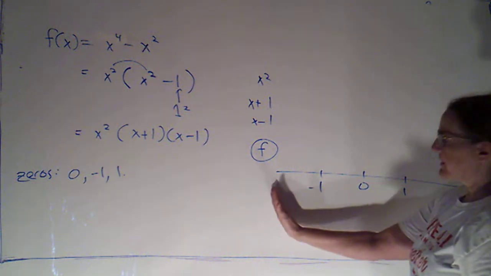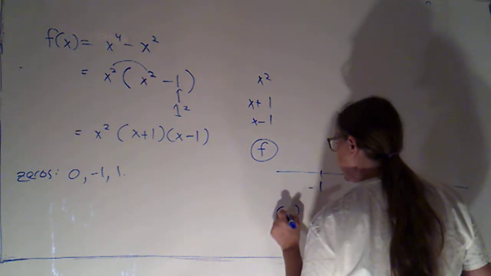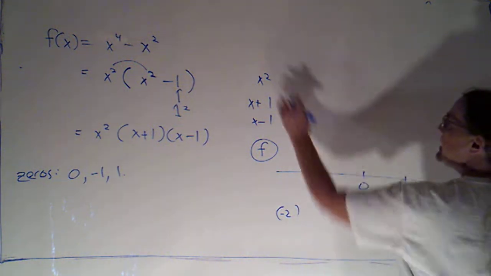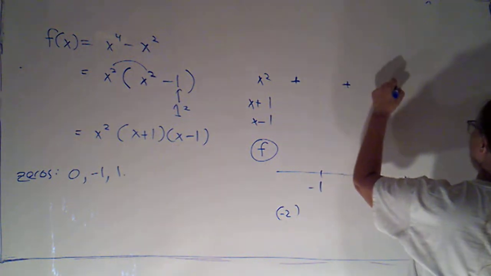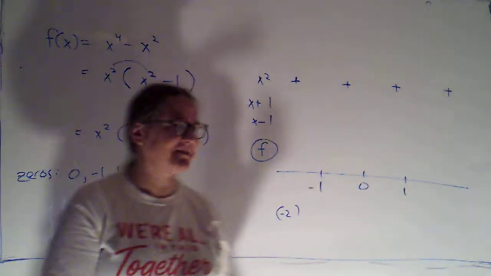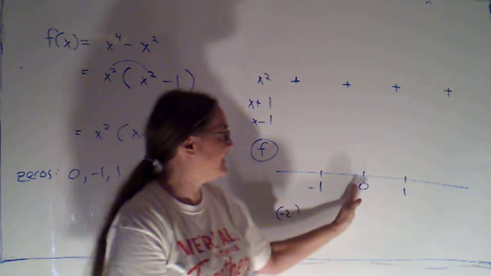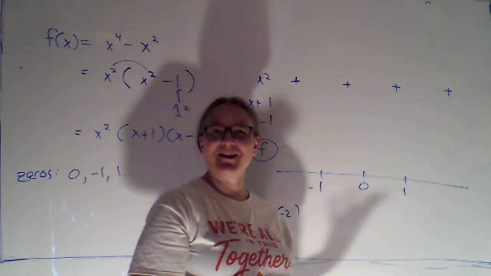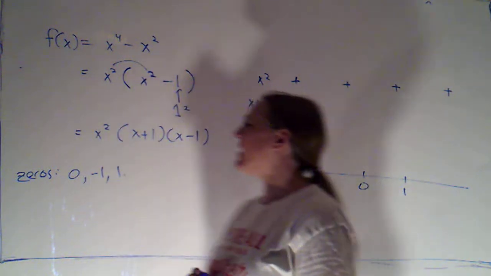Okay. So if I pick a number to the left of negative 1, I might pick negative 2. Now x squared, I can go ahead and fill in. That's always going to be positive. The only time it's not positive is when it's 0, and that occurs here. On the intervals in between my zeros, it's always going to be positive.